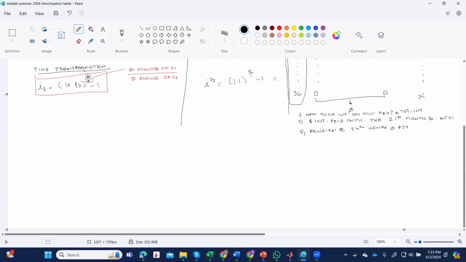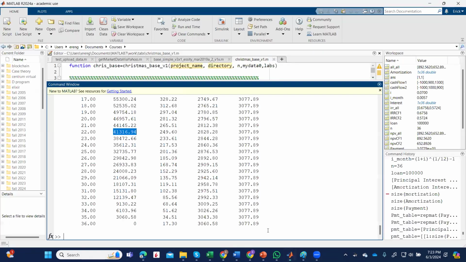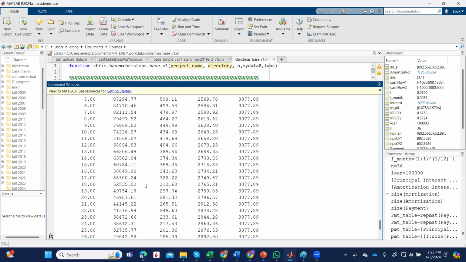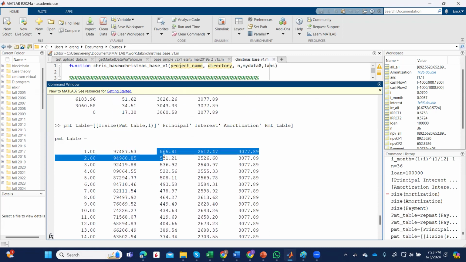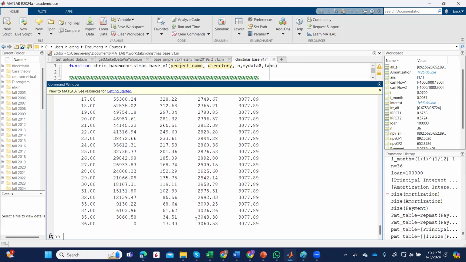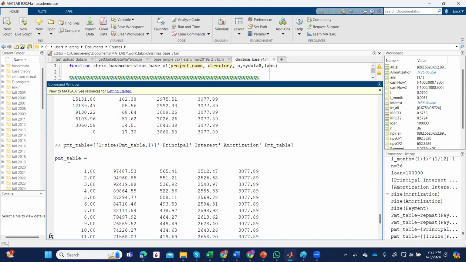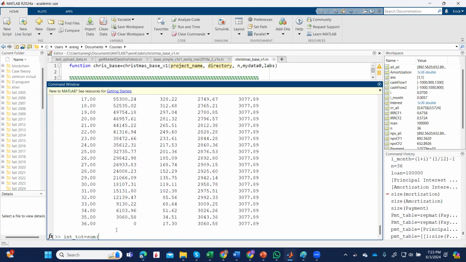Okay, guys, you tell me. Let's go to MATLAB. So the first question is how much I owe in interest, right? So I need to just remember which column I'm talking about. I'm talking about the third column, correct? So I can call int tot, which is going to be equal to the sum of, what is this matrix called? Payment table. And I need to use all the rows, third column. Agree with me or not, guys?